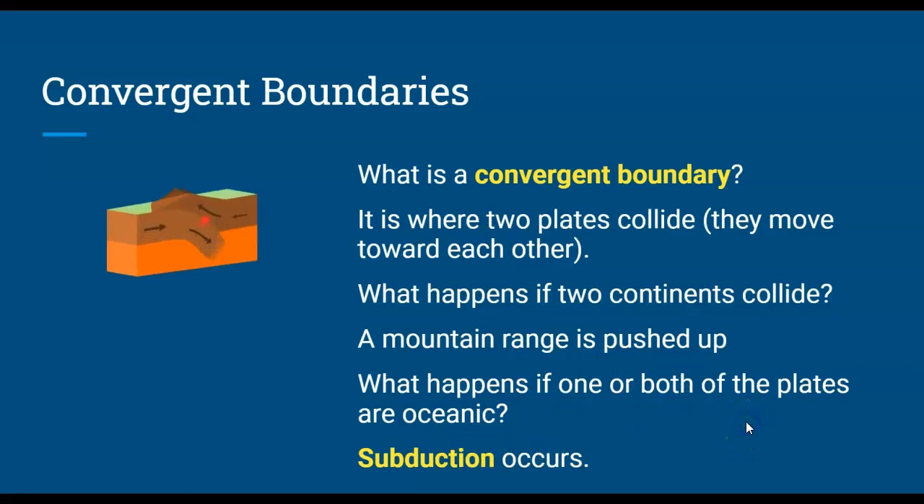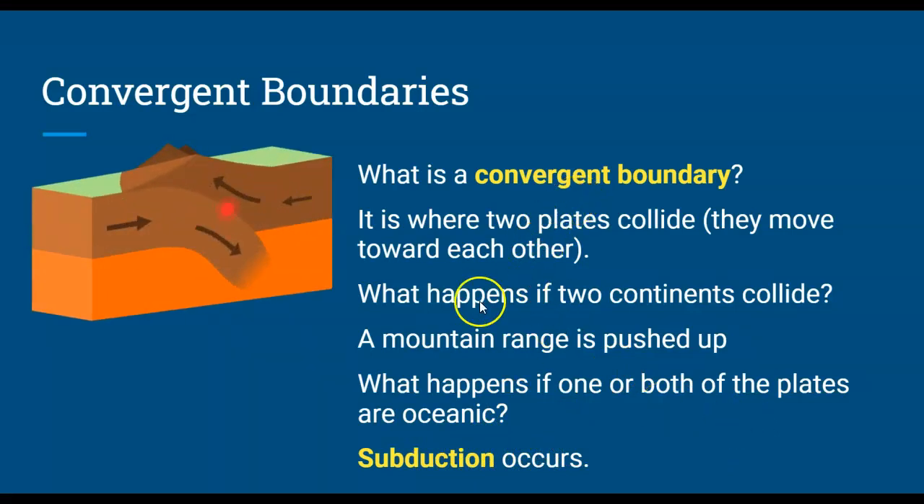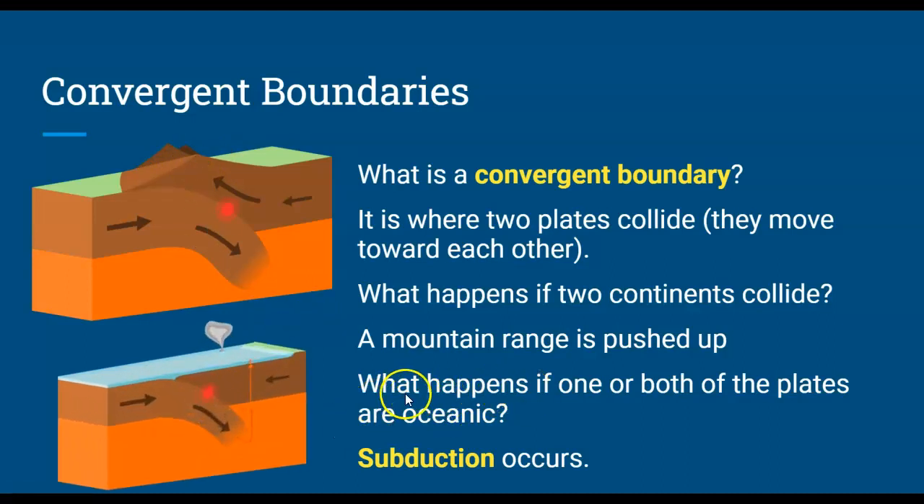All right, here is a picture of a convergent boundary where two continental plates collide and push up a mountain range. Okay, and here is a picture of what happens if one or both of the plates are oceanic. So you can see the ocean. This is subduction. This is pushed down. Notice this part doesn't go up. This is just pushed down.